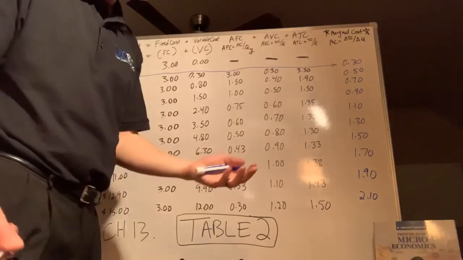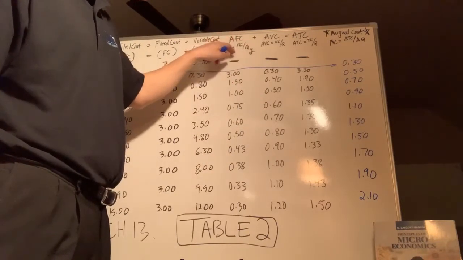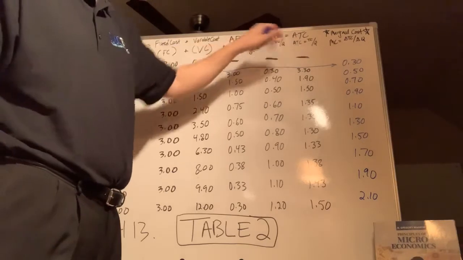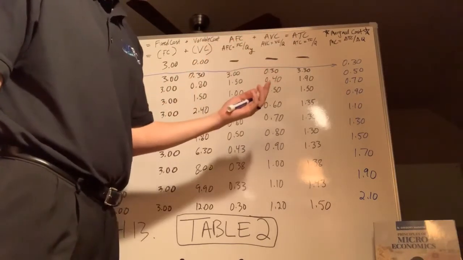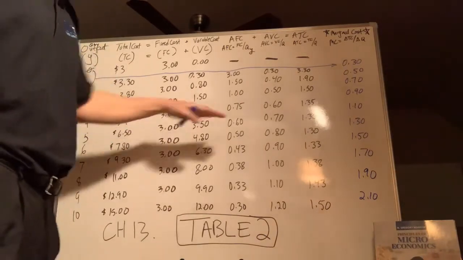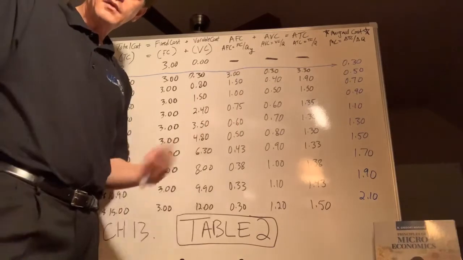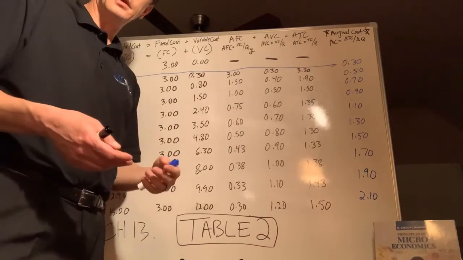All you have to remember is if you get two of these things, you can figure it out because average fixed cost plus average variable cost is average total cost. So if you have two of them, you can figure it out. So how you're going to see this on the homework and the exam is there's going to be a blank somewhere in this table. And you just have to be keen enough on the calculation to know how to fill in that blank.